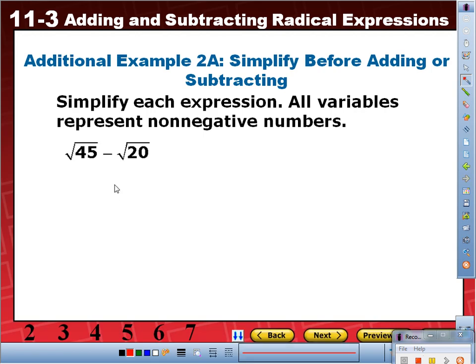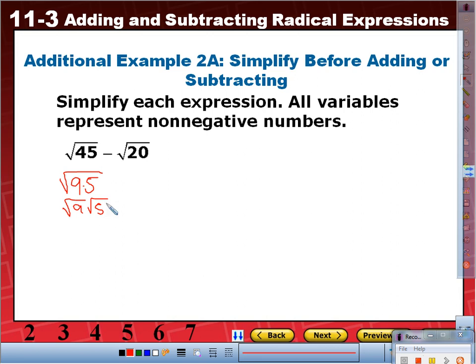So, notice that these do not have the same exact radical. But what is the first step? Simplify before you move on, right? Can I simplify 45? Yeah, so check this out. Pay attention, please. Pens down, eyes up here. This one could be 9 times 5. Square root of 9, square root of 5. What is square root of 9? 3 square root of 5. Okay, I'm done with that one.